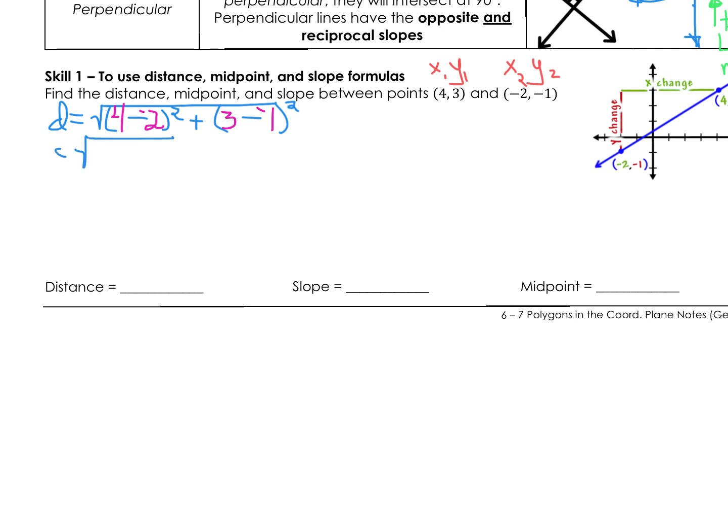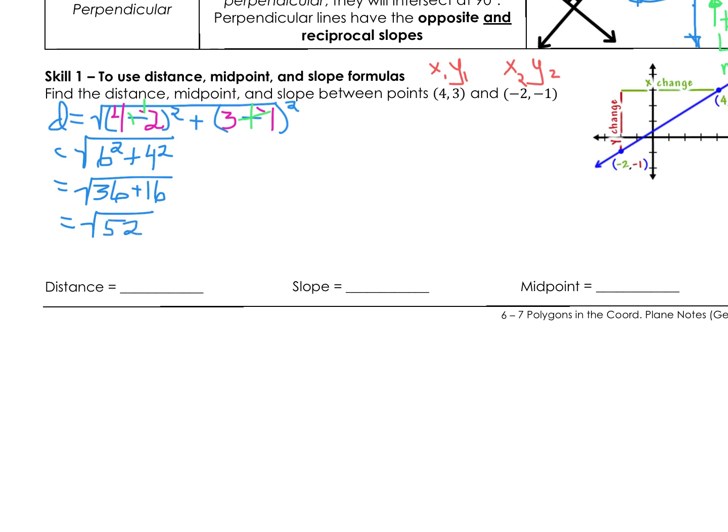So our distance, I want to take care of my double negatives. So my double negatives become a plus, or you can just do one big plus when you have double negatives. Either one works. And so 4 plus 2 is 6 squared. And then 3 plus 1 is 4 squared. So 6 squared is 36. 4 squared is 16, and if you add those together, you get 52.